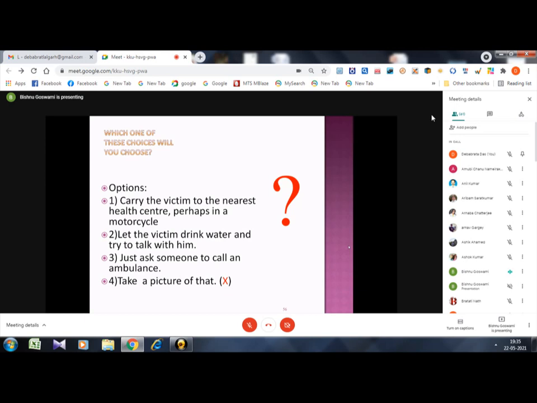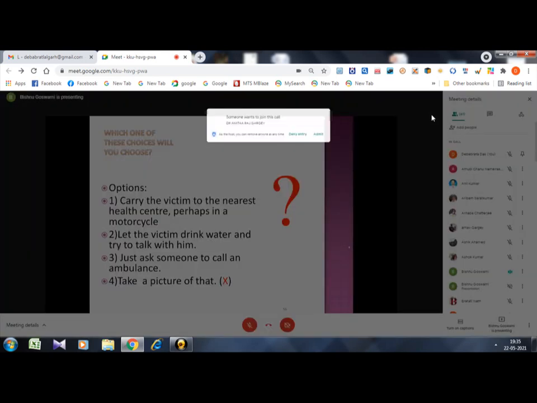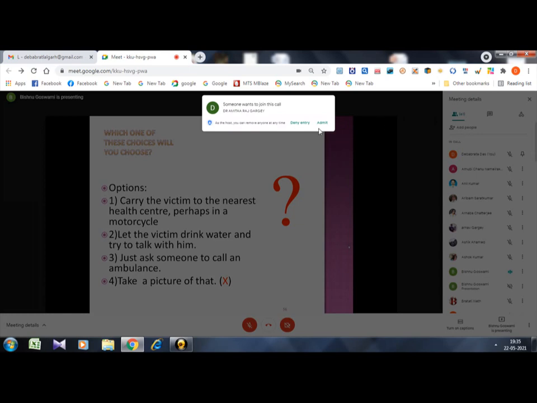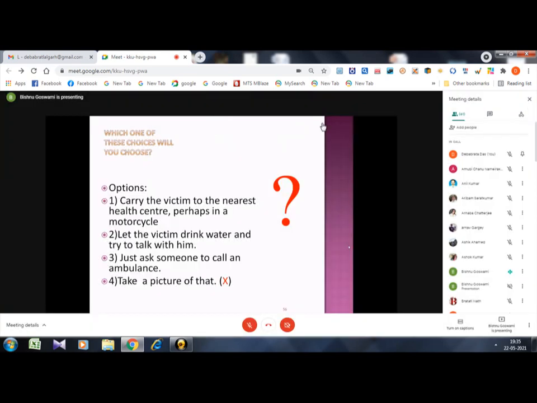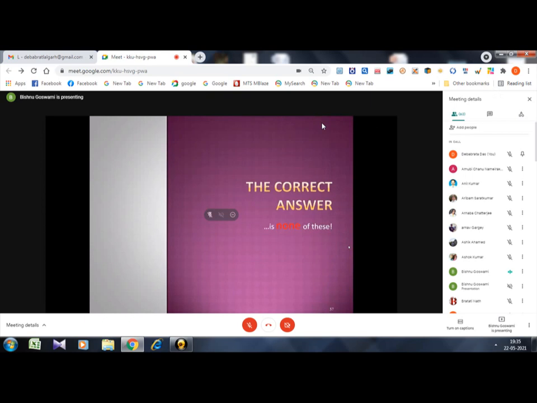And many of, not many, but some people, what they do is they just take a picture. There is an accident. We are seeing it in social media. This is a bad situation. But the correct answer here is actually none of these.